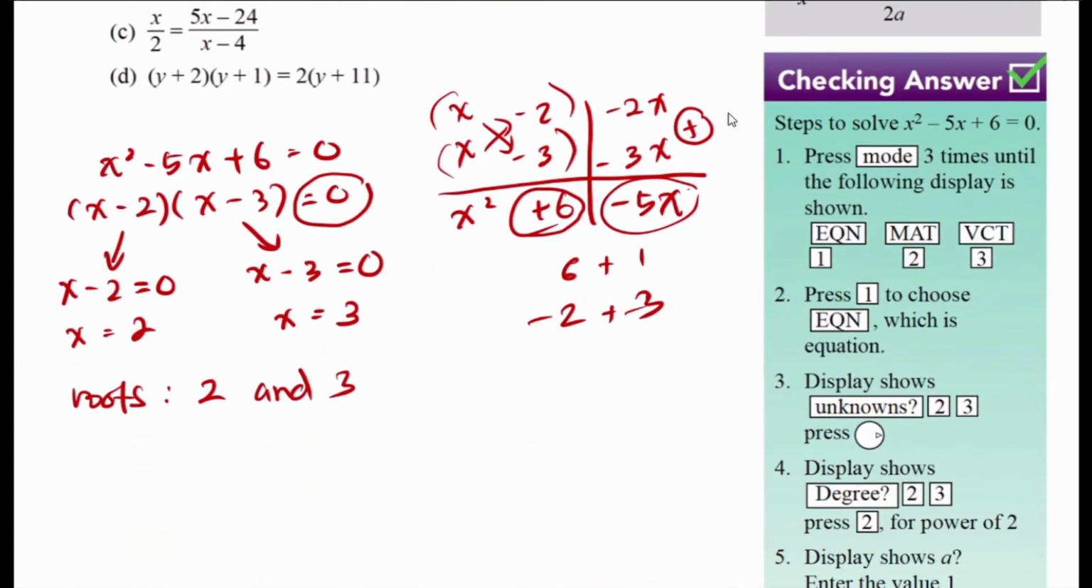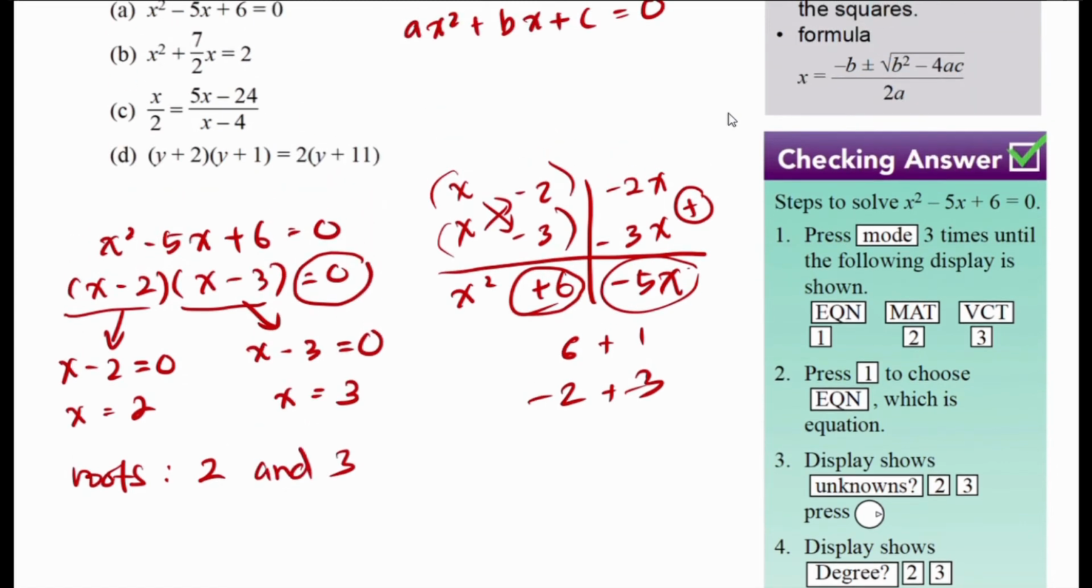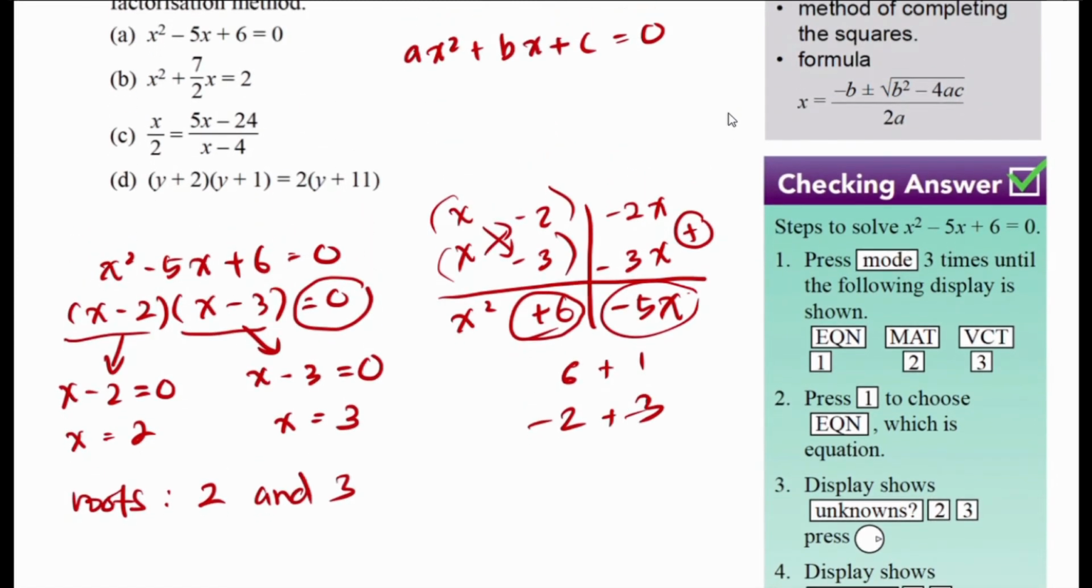Okay, that is how we use the factorization method. First, you factorize the quadratic equation, and then you solve for the value of x. When you get the two brackets, just split the brackets and solve for the value of x. Alright, let's go for the second example.